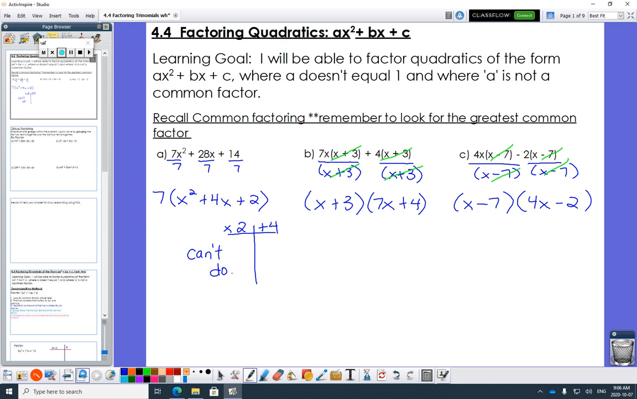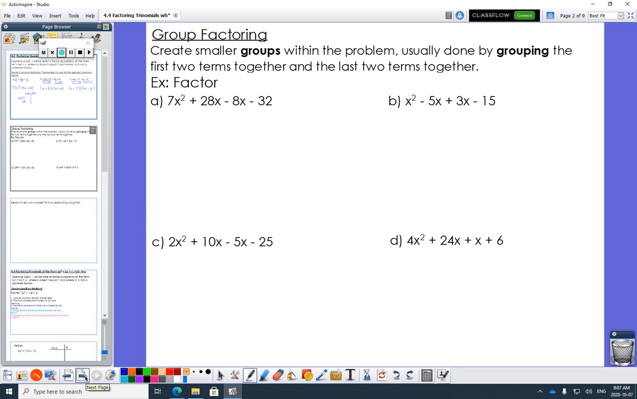So one of the ways we can deal with equations that don't have a common factor, they almost look unfactorable, is something called group factoring, which is basically trying to get a common factor that's a binomial. So here, 7x squared, 28x, 8x, and 32 don't all divide by the same thing. They don't divide by 7. You can't get rid of the term in front of the x squared, the a value. So how can we deal with that?